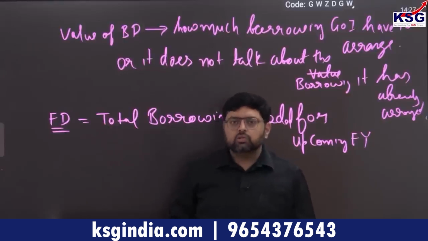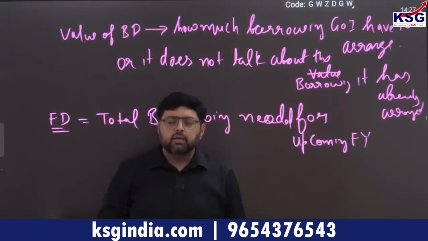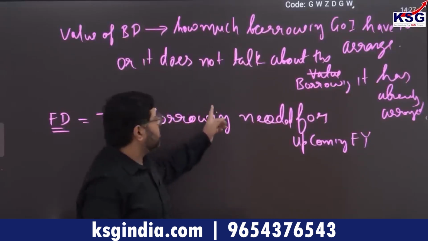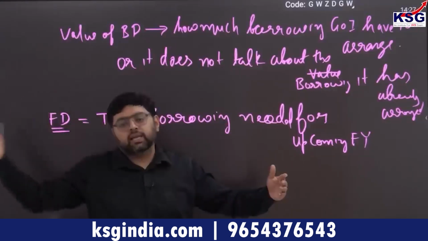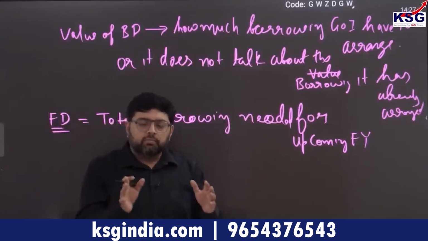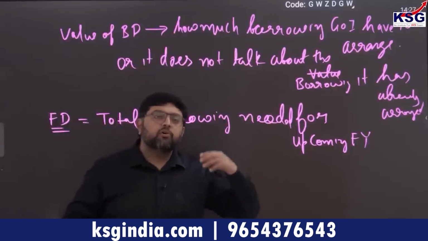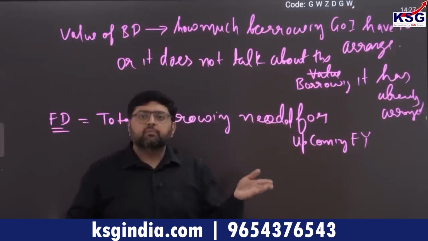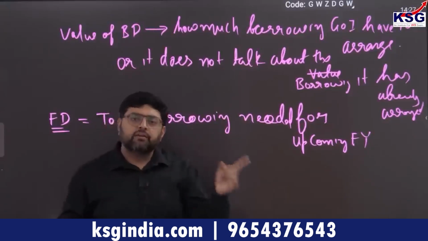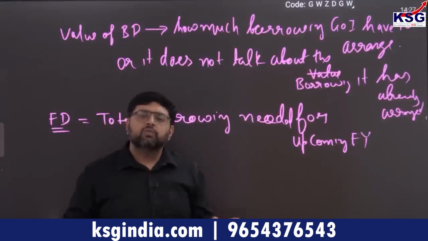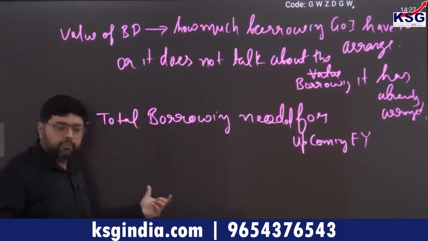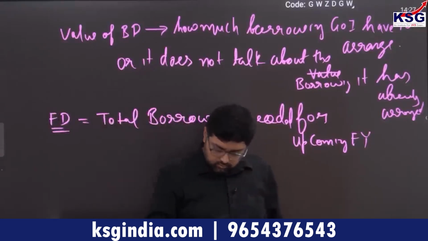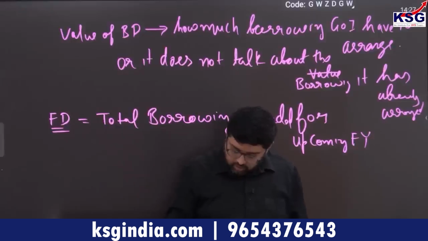Okay, so now you understood the difference between FD and BD. So again I am telling that BD value only talks about the borrowing which you have to arrange. It does not talk about the borrowing which you have already arranged. Okay, मतलब BD सिर्फ वो बताएगी कि आपको और कितनी बोरिंग लेनी है, ये नहीं बता रही कि कितनी बोरिंग आप ले चुके हो. Whereas FD की जो वैल्यू है वो आपको ये बताएगी कि कितनी बोरिंग आपको लेनी है प्लस कितनी आप ले चुके हो. तो एक तरह से टोटल बोरिंग बताएगी. Clear?